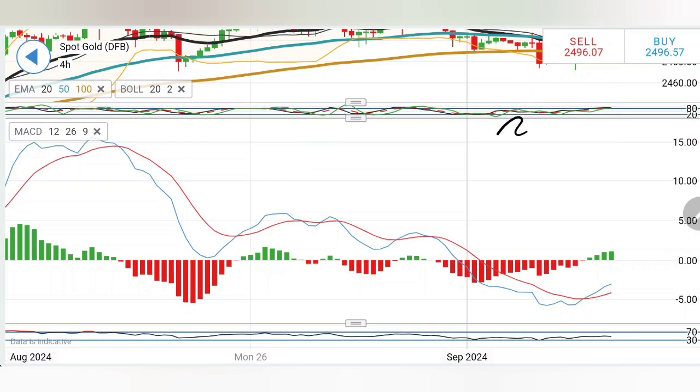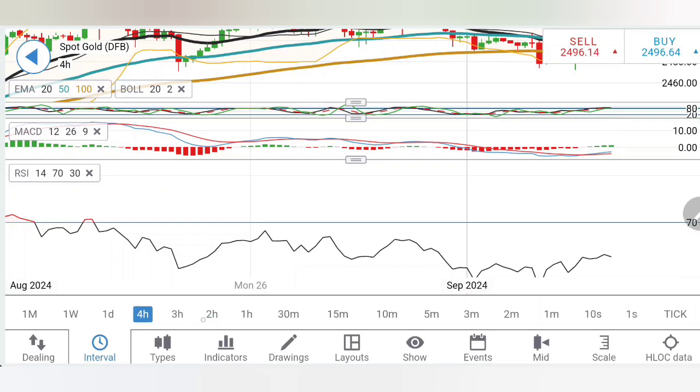Be watchful. Stochastic here is overbought. The MACD here has crossed over, trading with divergence, is staying bullish. The RSI is almost staying flat.